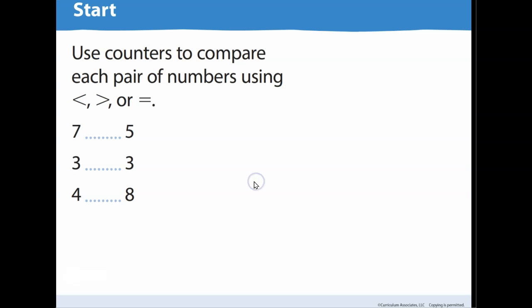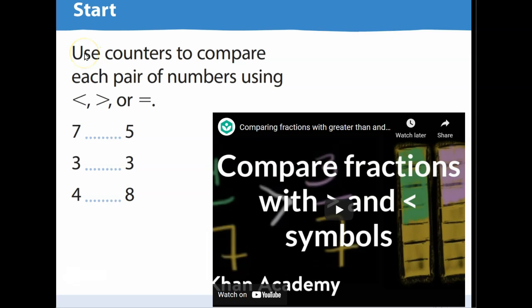It says use counters, okay, or compare each pair by using numbers, okay? Use less than, greater than, or equal to. So you tell me, what's the first one? Compare 7 and 5. What sign am I going to use? It says use less than, greater than, or equal to.